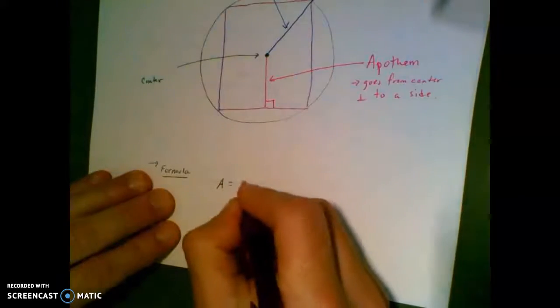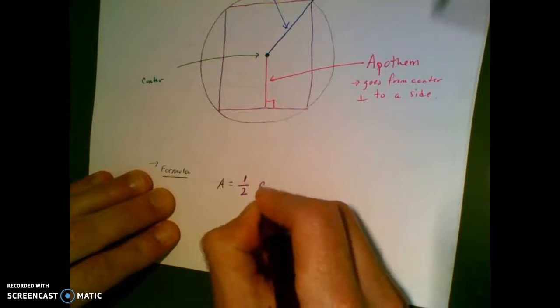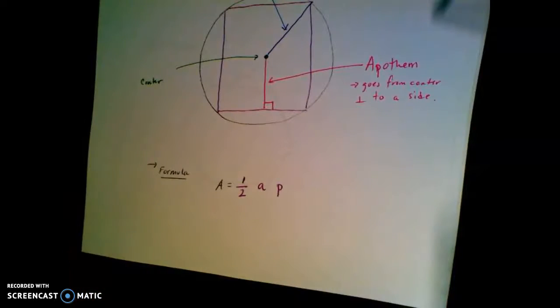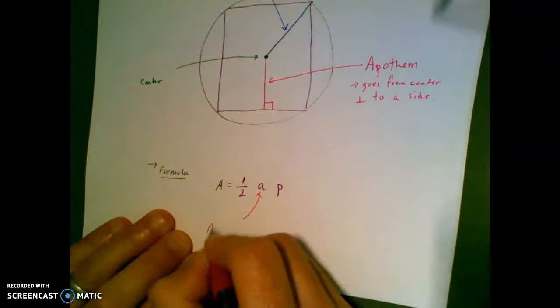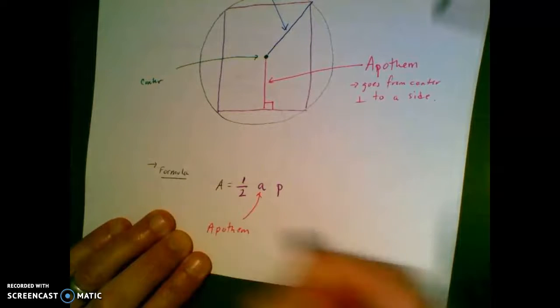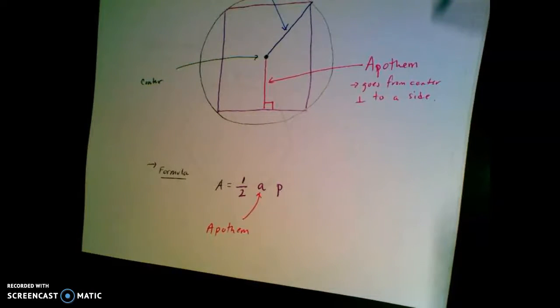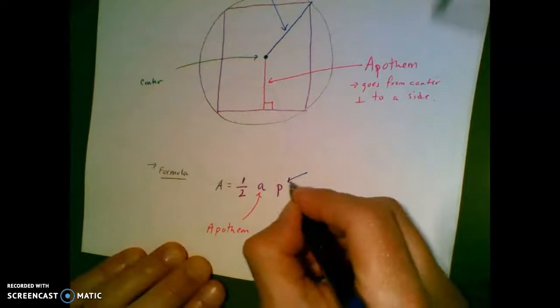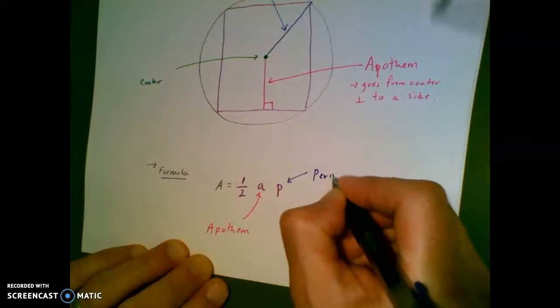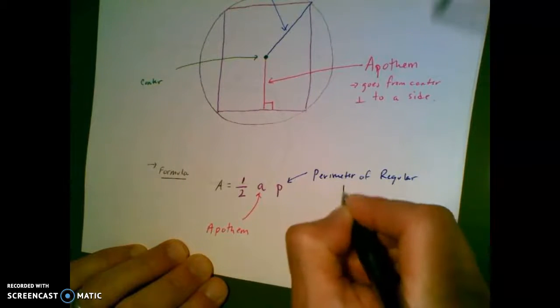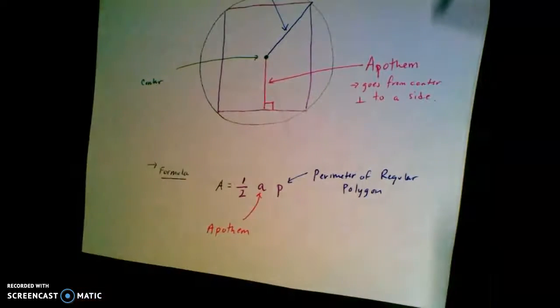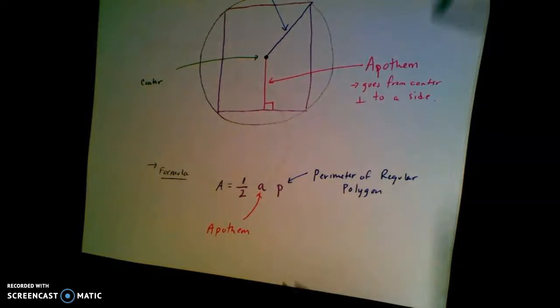And the formula we're going to use is area is equal to 1/2 AP. So that's our formula. Now the A obviously is coming from that new word that we just learned. This is your apothem length. Now the P, that is coming from the perimeter of the regular polygon. Now this formula is good for any regular polygon.